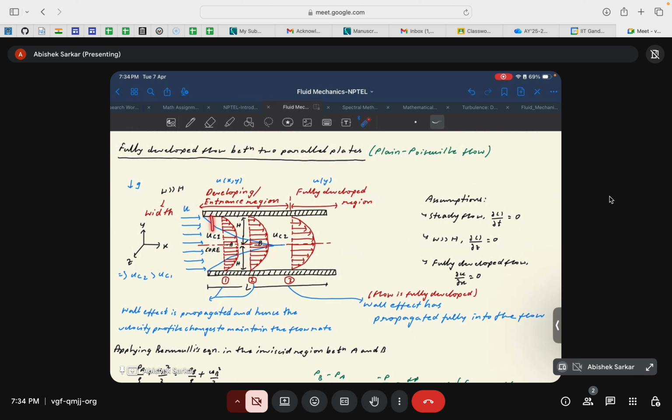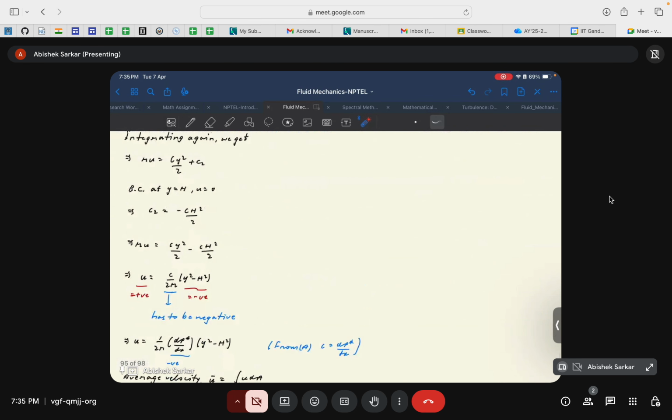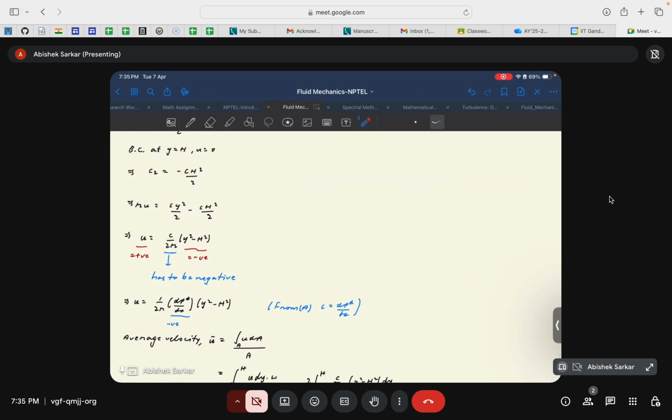So for the rest of the points in the flow field, if you disregard the boundary points, y is always less than or equal to h. And y square minus h square indeed always has to be less than 0, which means that y square minus h square is negative. But the thing is, your left hand side is positive and your right hand side is negative. Now for your left hand side to be positive, this term c by 2 mu has to be negative.